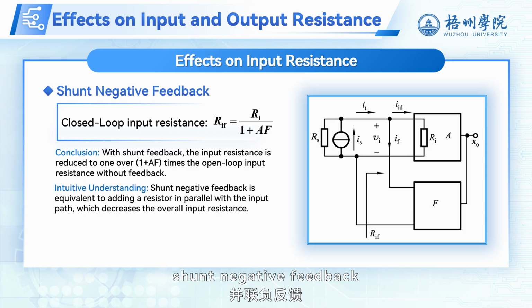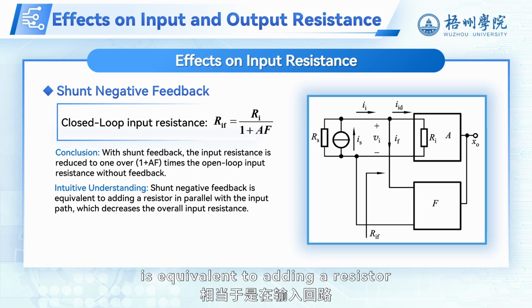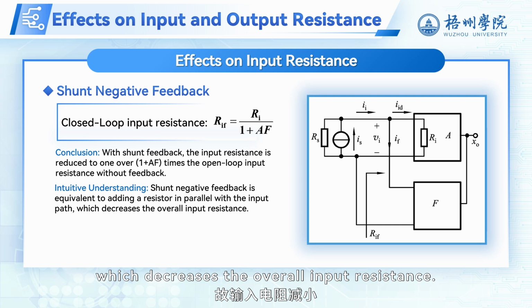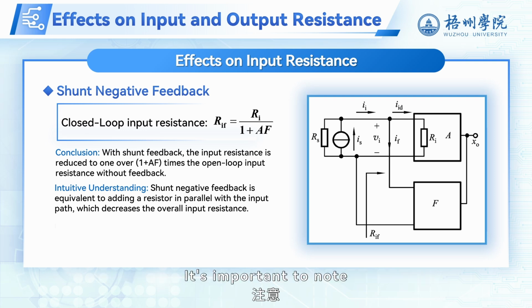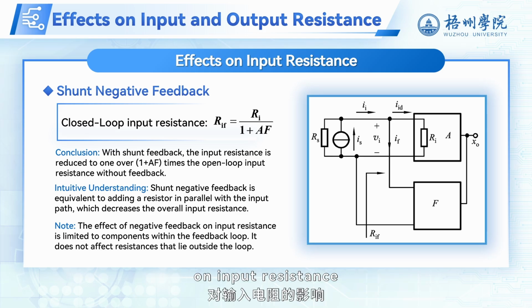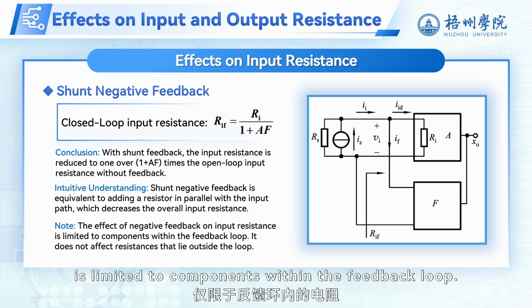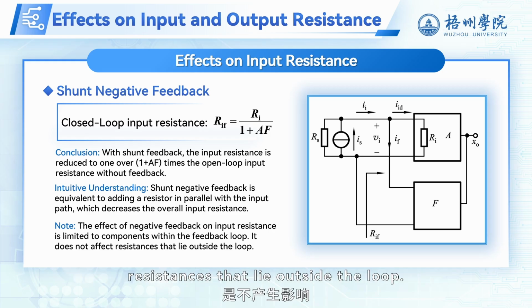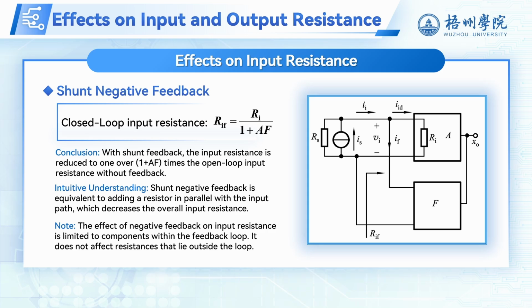Shunt negative feedback is equivalent to adding a resistor in parallel with the input path, which decreases the overall input resistance. It's important to note that the effect of negative feedback on input resistance is limited to components within the feedback loop. It does not affect resistances that lie outside the loop.